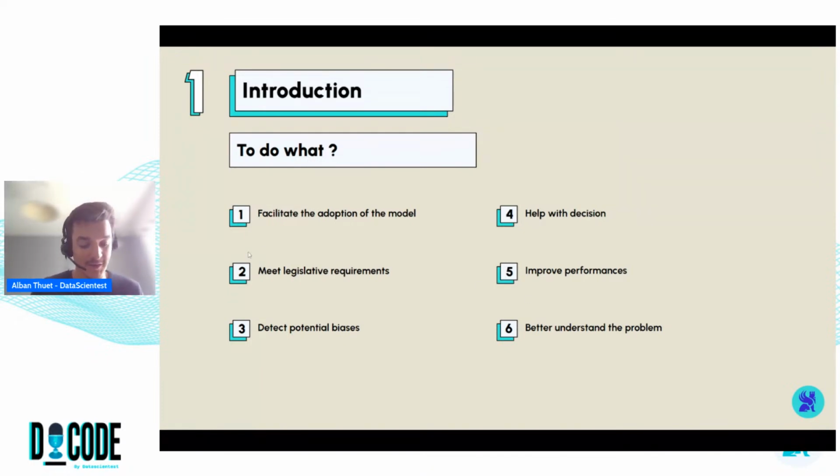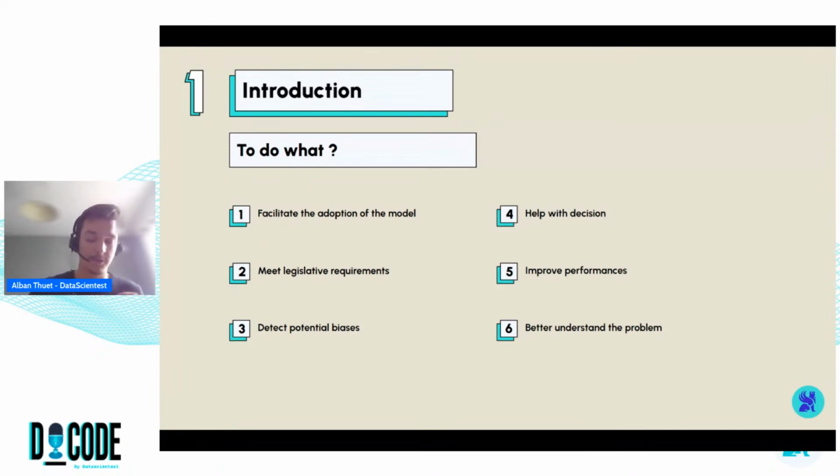Also, in some specific cases, you will need to show that your model meets legislative requirements. Let's take the example of a company building an algorithm to classify curriculum vitae, to say whether it's a good or a bad one. Very simple: we want to make sure that the model is not using information it shouldn't use, like the sex, the nationality, or the age of the person we classify. Interpretability will make you able to make sure that the model is not using this forbidden information.